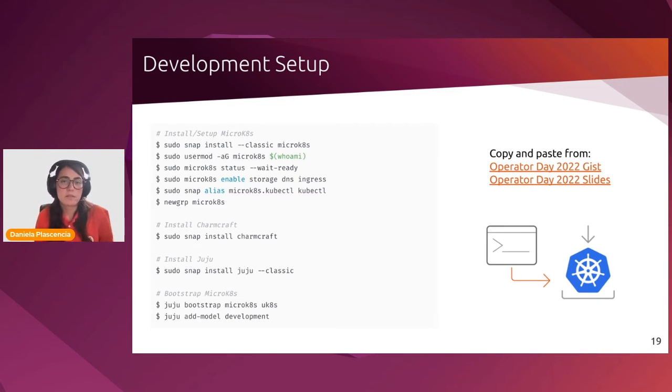Once again, here are the steps to set up the development environment. From now on, all the instructions assume that you have a MicroK8s cluster up and running, a bootstrapped Juju controller, and some tools installed like Charmcraft. By the way, I mentioned Charmcraft before, but it is important to say that it is a CLI tool that we use to create, build, and publish charms.